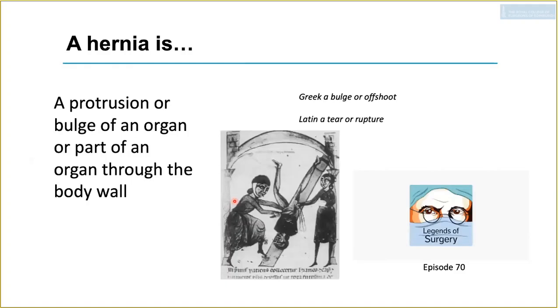So what is a hernia? We all need a definition, and here's one. I'm sure you'll find others in your textbooks and literature. A protrusion or bulge of an organ or part of an organ through the body wall. Interestingly, the word hernia has both a Greek and a Latin origin, and the translations for both would be appropriate and apply to exactly what a hernia is.